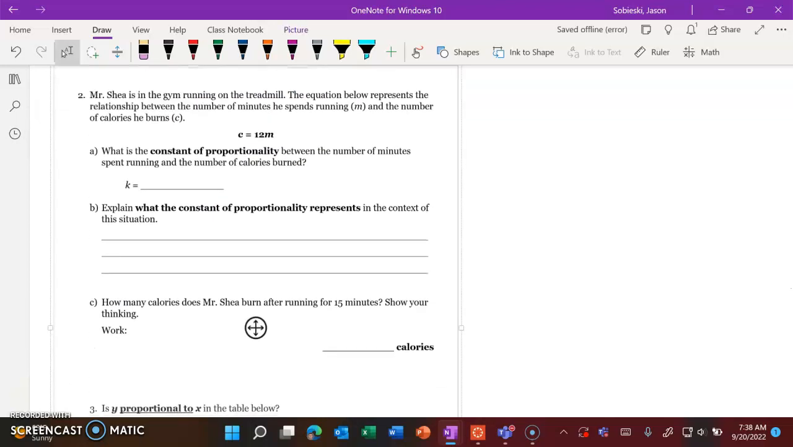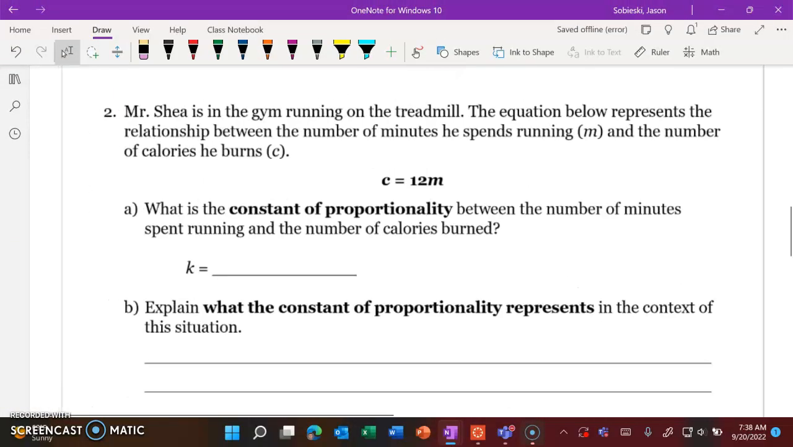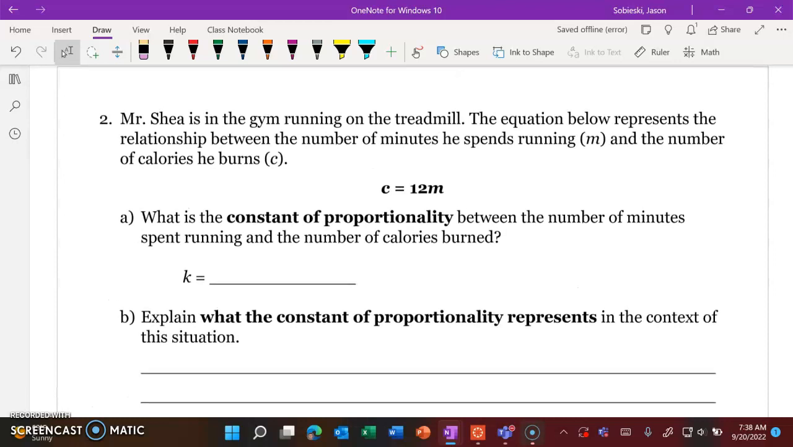All right, moving on to number 2. So Mr. Shea is in the gym running on the treadmill. The equation below represents the relationship between the number of minutes he spends running, or M, and the number of calories he burns. Question A wants us to find the constant of proportionality.